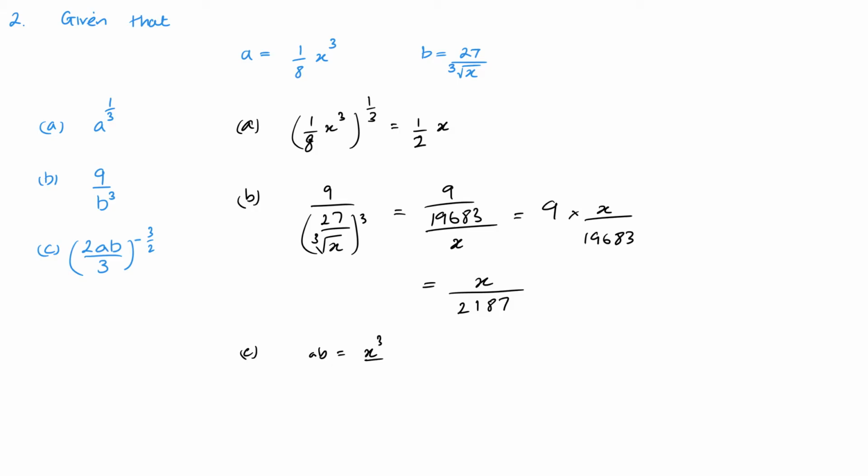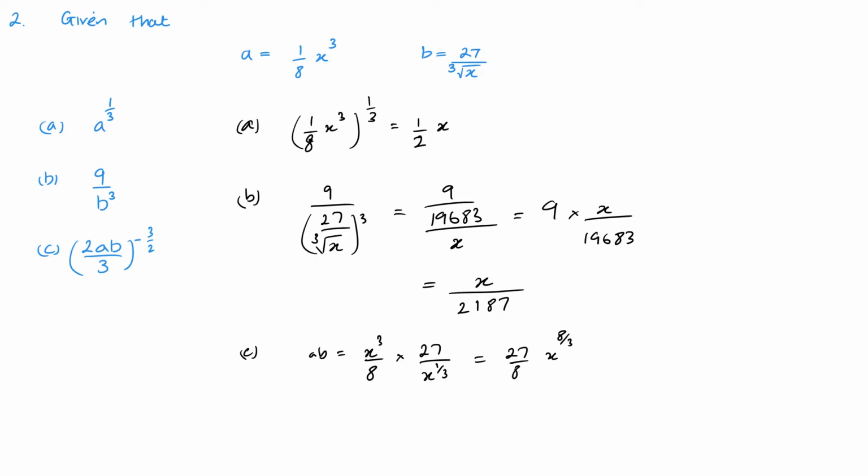So x cubed over 8 times 27 over x to the power 1/3. And just writing it as that fraction there, just to make it easier. So 27 over 8. Now x to the power 3 over x to the power 1/3. Now that would mean that I'm going to be minusing 1/3. So it's like 2 and 2/3, or as a top heavy fraction would be just 8 over 3.